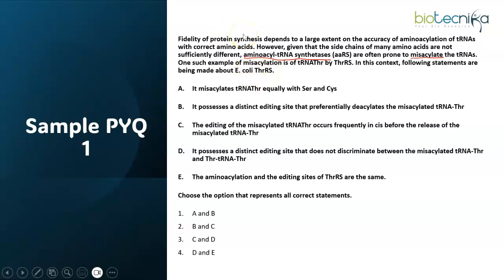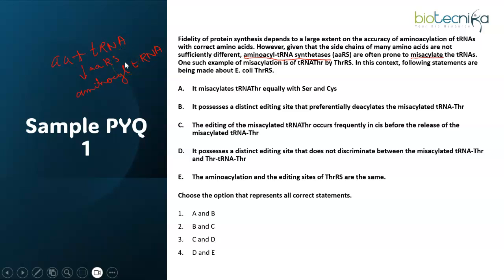What background information do you have to know? First of all, yes, it is true that the fidelity of protein synthesis depends on amino acyl tRNA synthetase, because it is the one which attaches the amino acid to its respective tRNA. This process is catalyzed by amino acyl tRNA synthetase, and after that it becomes the amino acyl tRNA. In the cell there are specific amino acyl tRNA synthetases, each for a different amino acid. They are specific towards their amino acid.